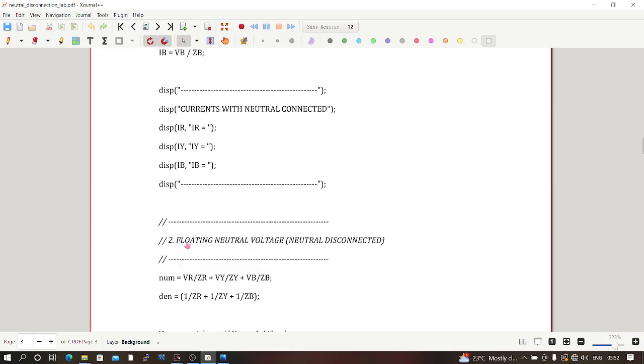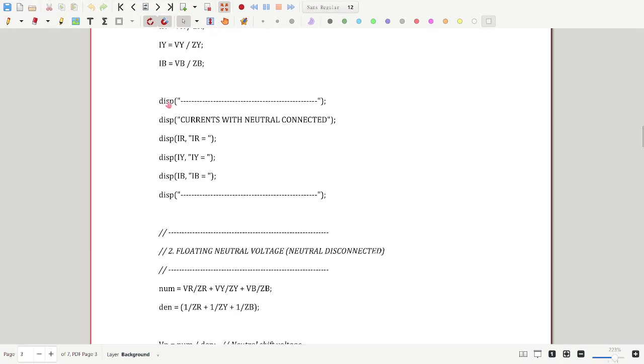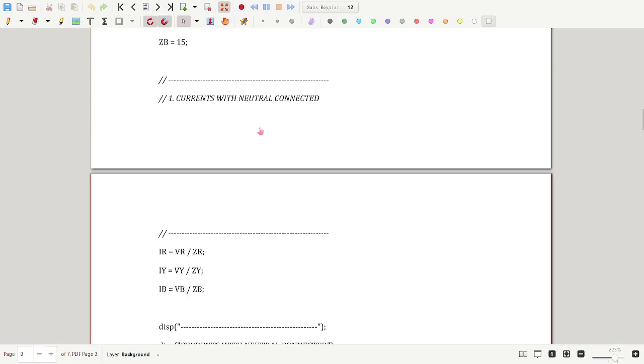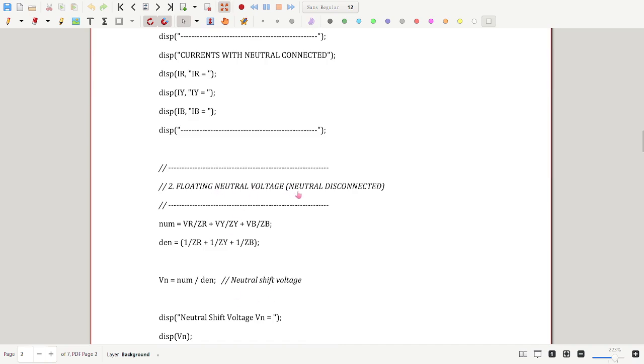Now the second case we are considering here is the floating neutral voltage, that is, when the neutral is disconnected. When the neutral is disconnected, we are going to use all these formulas here. So what are the formulas? They are the same formulas as when the neutral was connected. Now we are also going to use the neutral disconnected case.